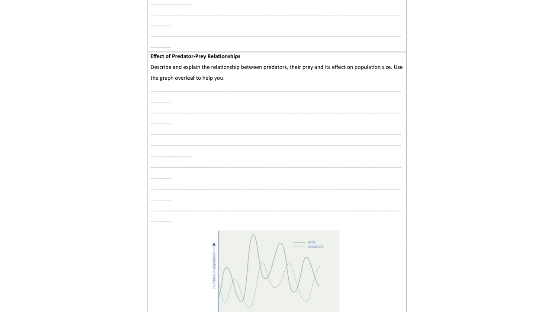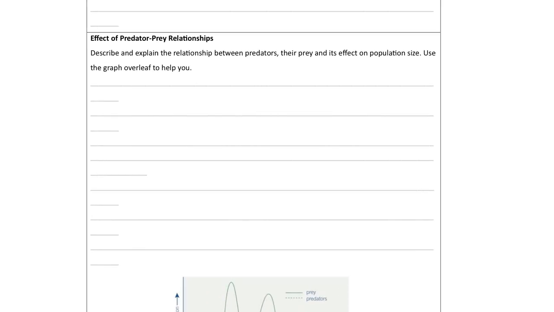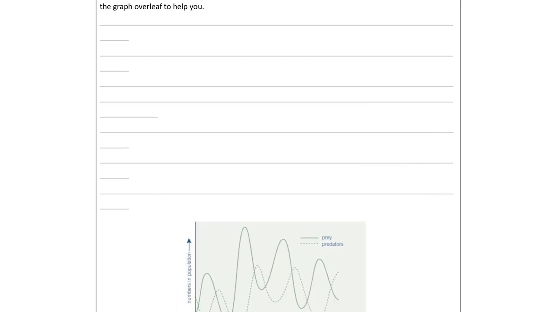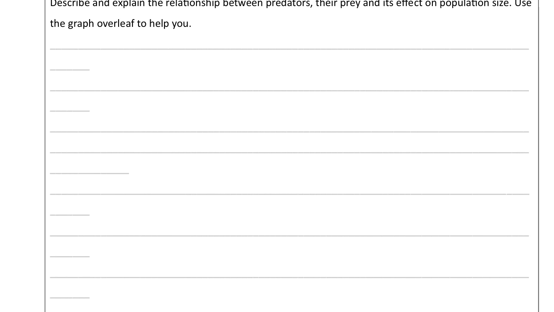And here we see a really common graph. We've discussed this already in lesson, but we need to describe and explain the relationship between predators, their prey, and its effect on population size. It says use the graph overleaf, but on my version we've got it below. So let's start firstly with our describe. We know that the predators eat the prey. The effect of this is that we get a reduced prey population size. So reduced prey pop.